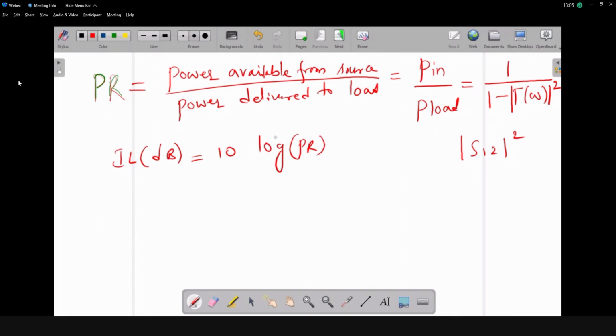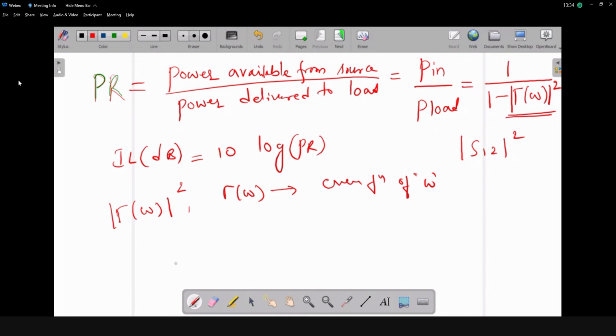Now if you look at this reflection coefficient, it is a function of omega, and it is an even function of omega. So the magnitude of gamma of omega squared, and gamma of omega, both are even functions of omega. So how is it actually an even function of omega?